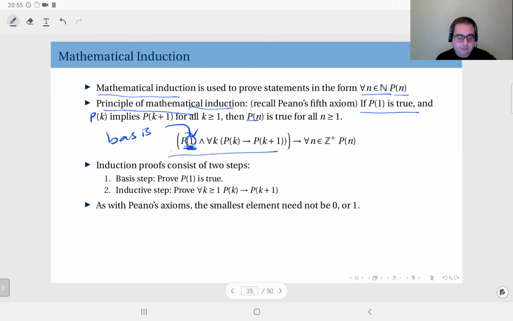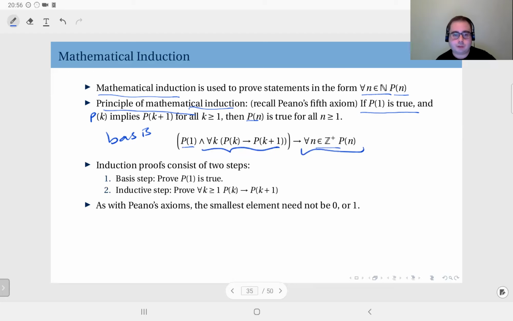Now, this is the basis, and this together with the implication, for all k values, P(k) implies P(k+1). If these two are true together, then we conclude that the proposition is true for all natural numbers or all positive integers. Since we start with 1, it will be true for positive integers. If you start from 0, it will be true for natural numbers. If you start from 5, it will be true for integers greater than or equal to 5.